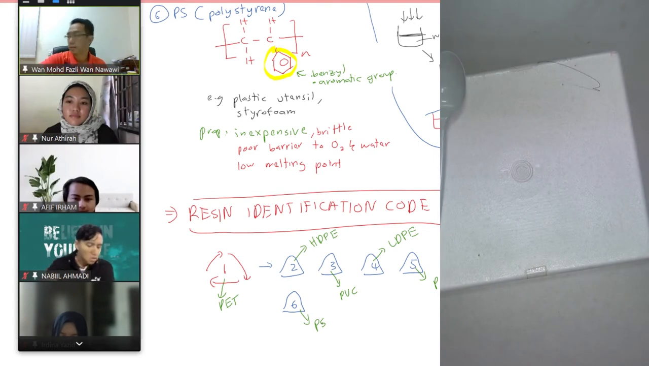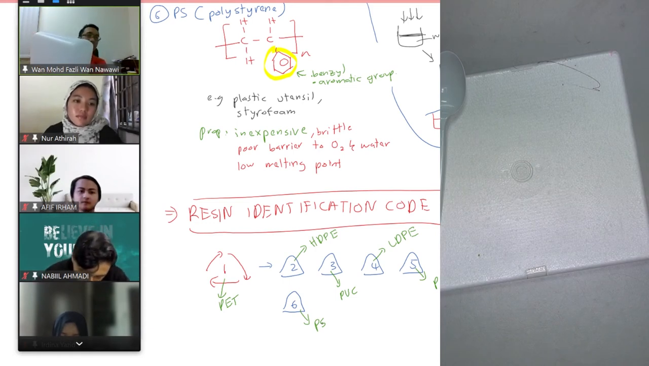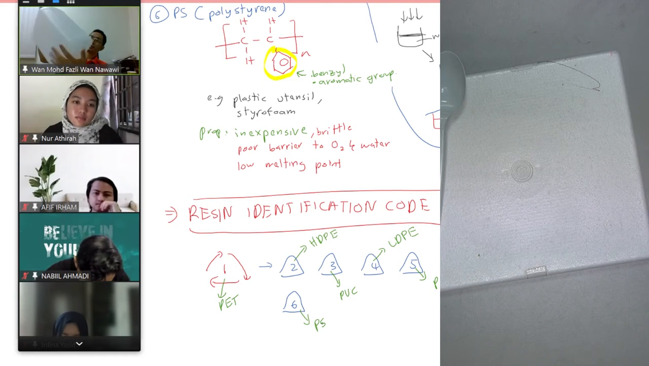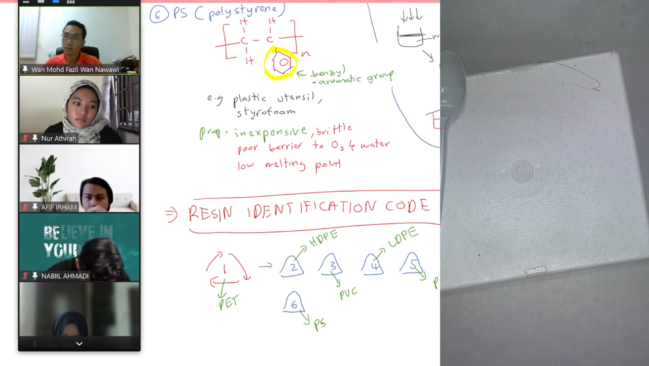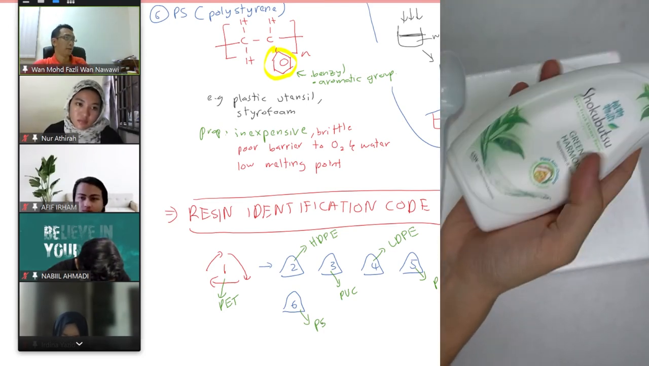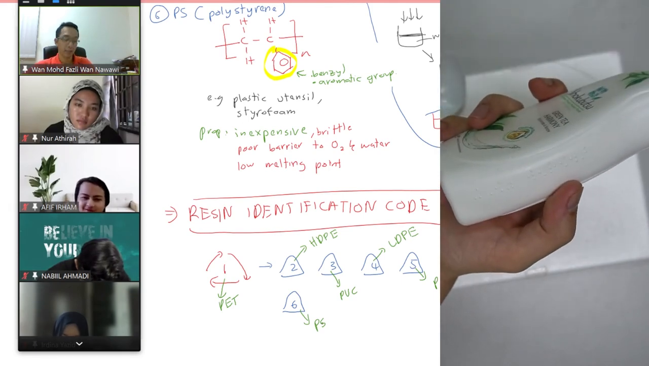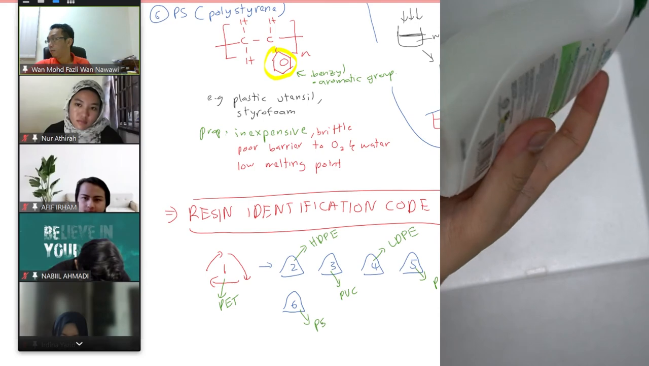HDPE, as I said, you can normally find in a bottle like this, translucent. Something that is not really opaque, but also not totally transparent. You can see through it somewhat, not totally opaque. Normally they put the code at the bottom. You can also see it in the shower, when you go to your bathroom and so on. You can find this HDPE, high density polyethylene, number 2, making these things.